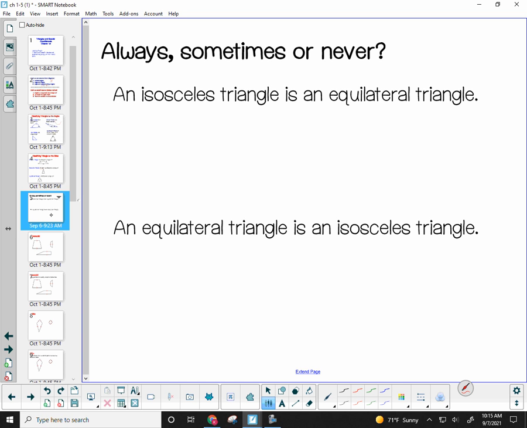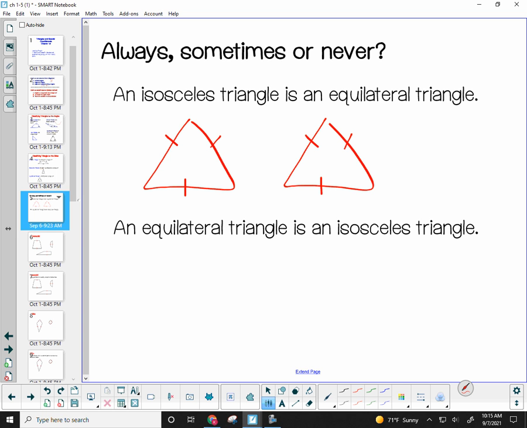So what do we think? Let's start with the top one. An isosceles triangle is an equilateral triangle. Sometimes I hear that. You may disagree. So an isosceles triangle we know has at least two congruent sides, right? An equilateral has three congruent sides. If I do that, is it still isosceles?